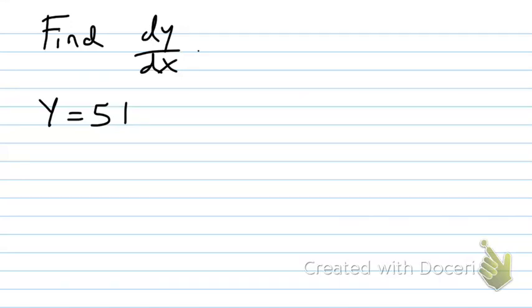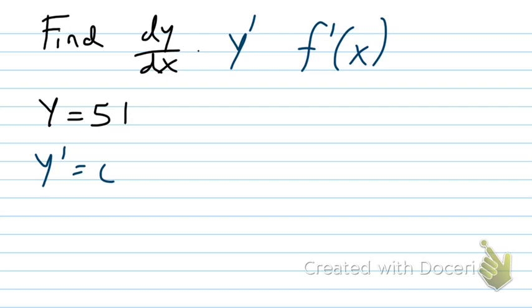Let's have three simple derivatives. Now we can call it finding dy dx, we can call it y prime, we can call it f prime of x, we can call it differentiate. It all means the same thing. As you know, the derivative of a constant is 0.